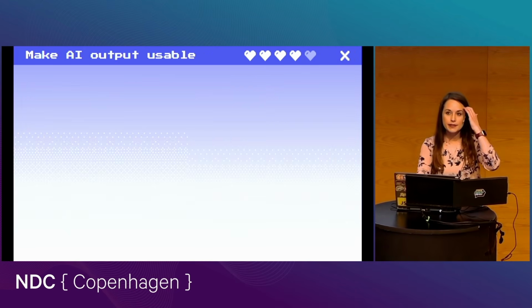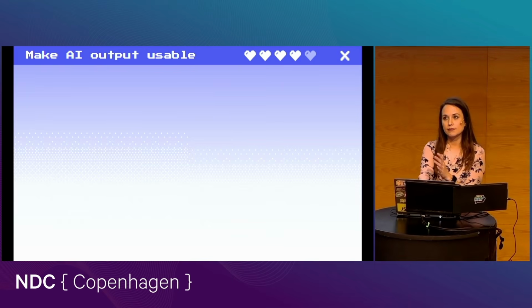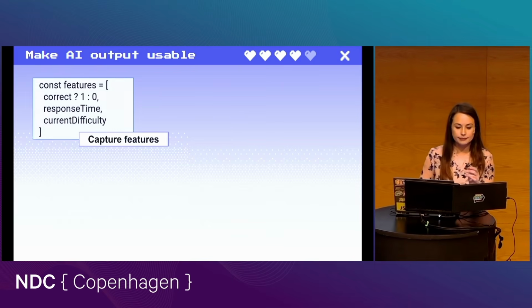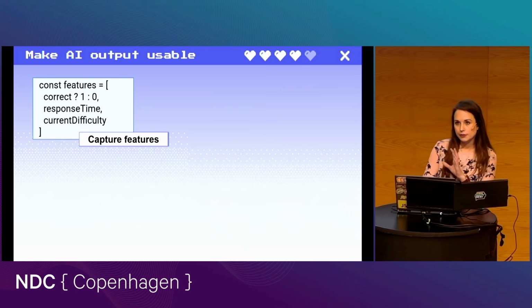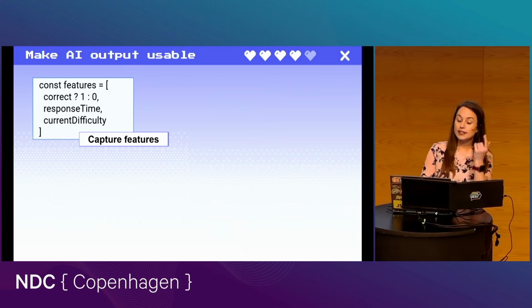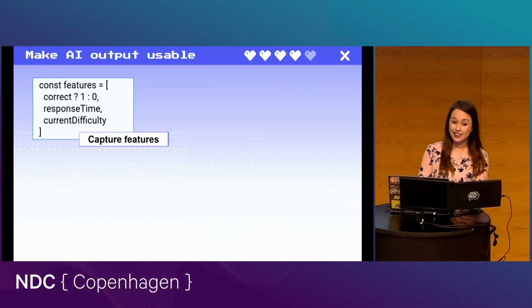Okay, the nice thing about this one is the code loop for this is really small. So first we collect a few simple features. Was the answer correct? How long did it take? And what difficulty are we currently on right now? Right, that is our signal.